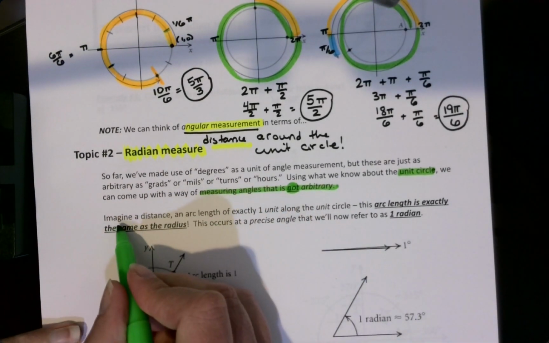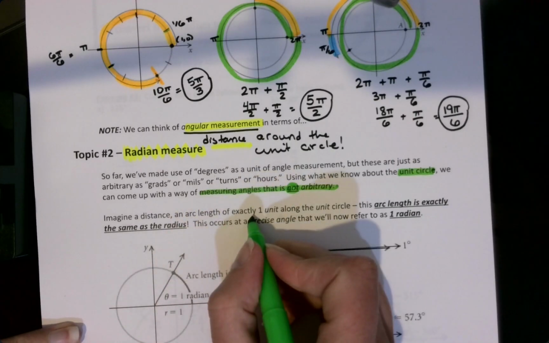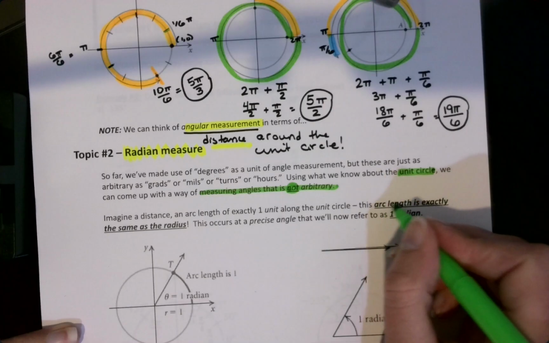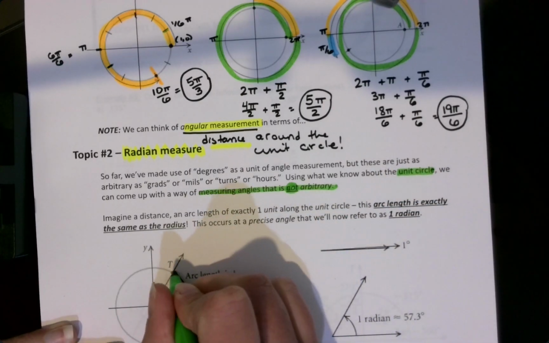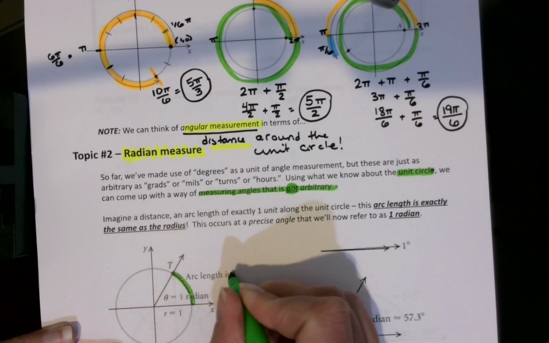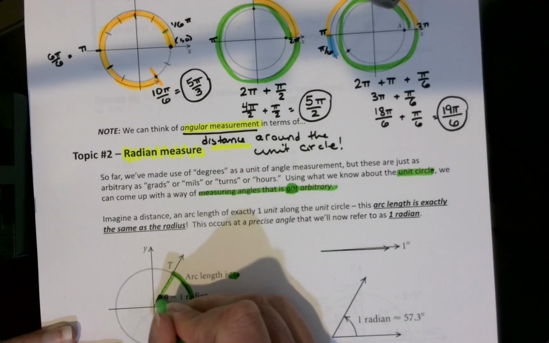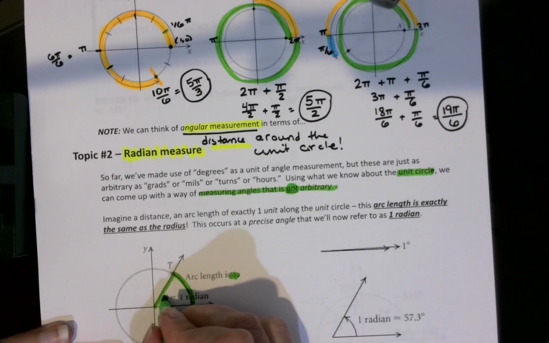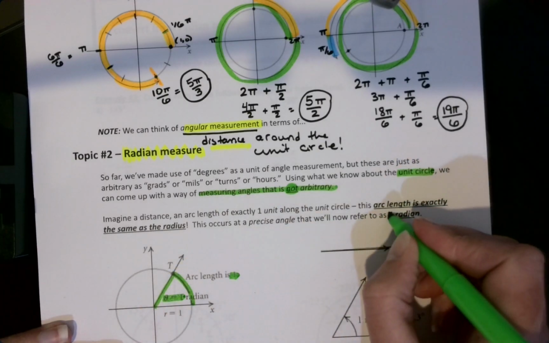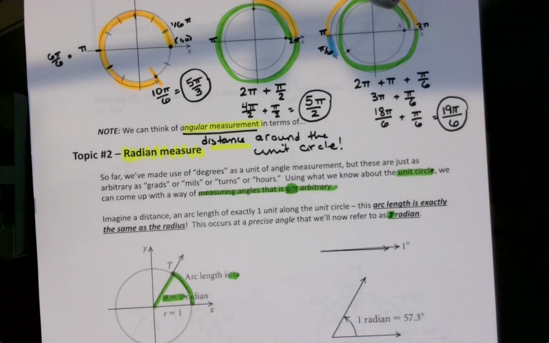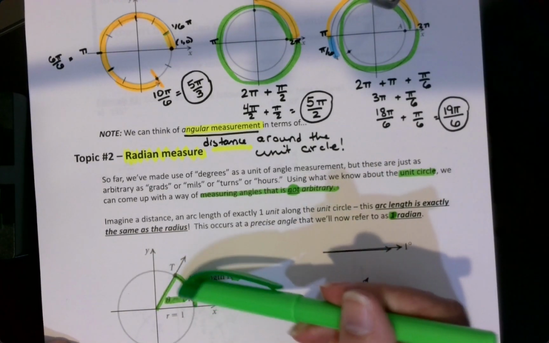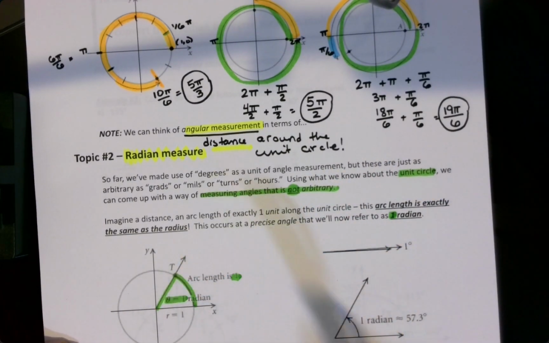Okay, so imagine an arc length of exactly 1 along the unit circle. The arc length is exactly the length of the radius in this case. So the arc length is 1. The arc length is equal to the radius. This occurs at the precise angle that is referred to as 1 radian. 1 radian is when the arc length on that circle is equal to 1, the radius.